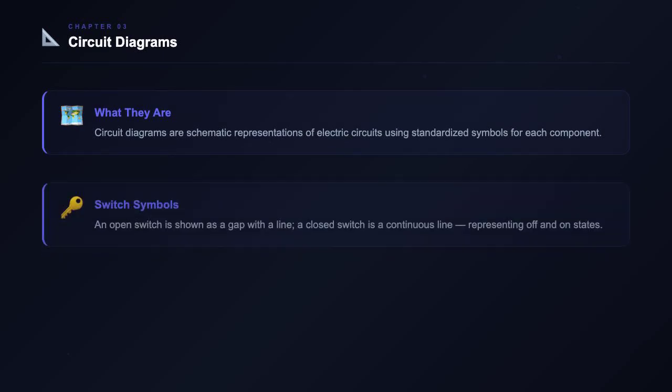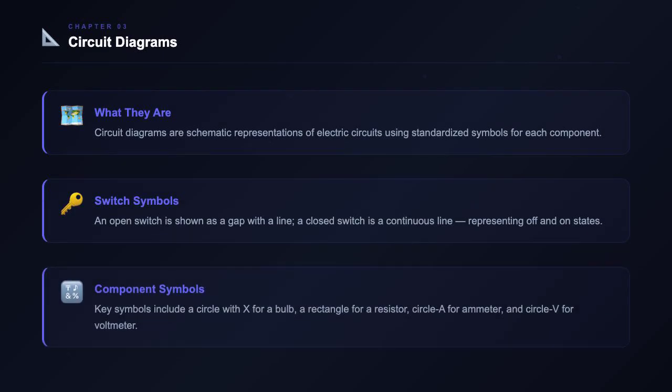A circuit diagram is a schematic representation of an electric circuit. It uses standardized symbols for components. An electric cell is represented by a long and short line. A battery is shown by multiple cell symbols. A plug key or switch has different symbols for open and closed positions. An open switch is an open gap with a line, while a closed switch is a closed line.